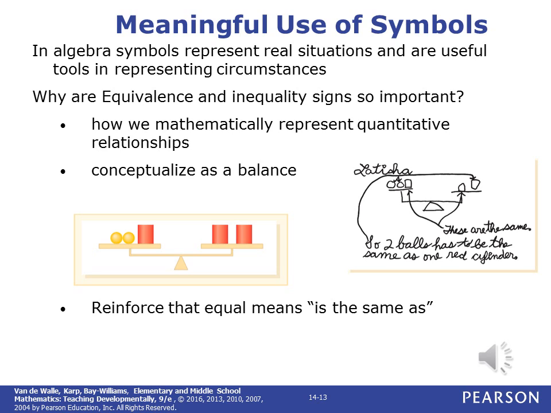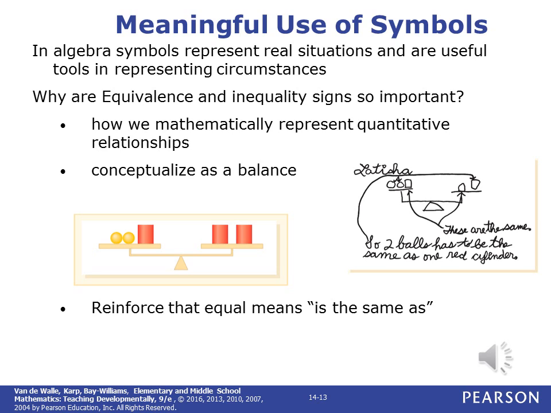One reason that students are unsuccessful in algebra is that they don't have a strong understanding of the symbols they're using. They really need to know that algebra symbols simply represent real situations and are useful tools in representing circumstances. The equal sign is one of the most important symbols in elementary arithmetic, algebra, and really in all of mathematics.